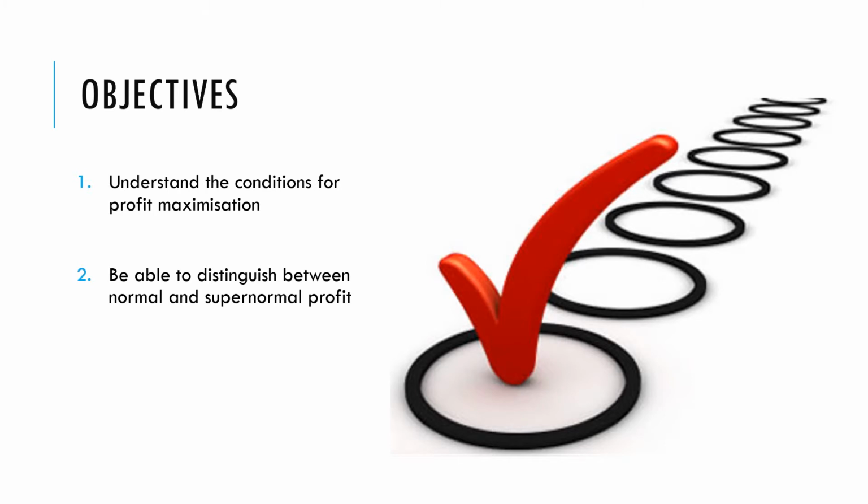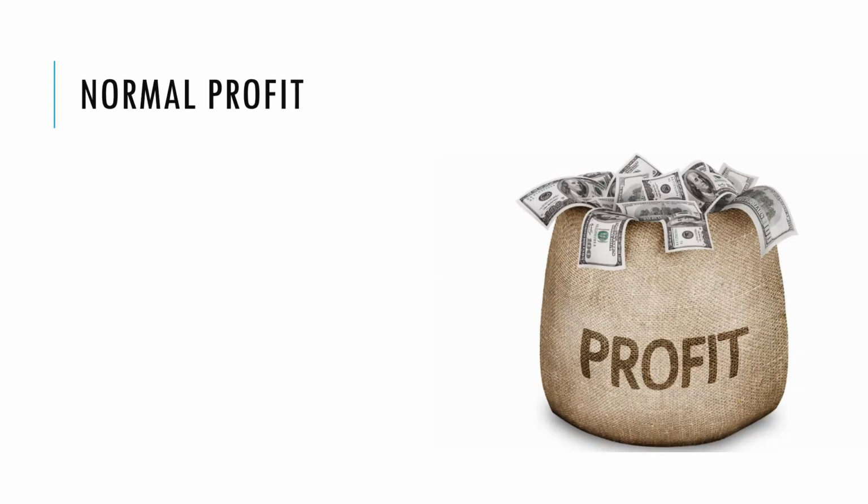So in this video we're going to look at two things: the conditions for profit maximization and what that means. Firstly, we're going to look at the difference between normal and supernormal profit. So let's start off with normal profit.